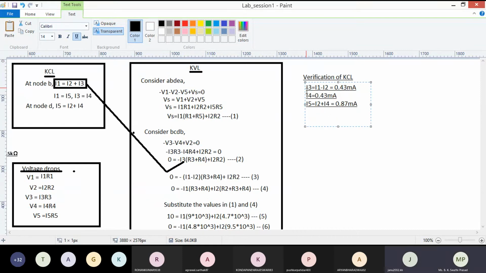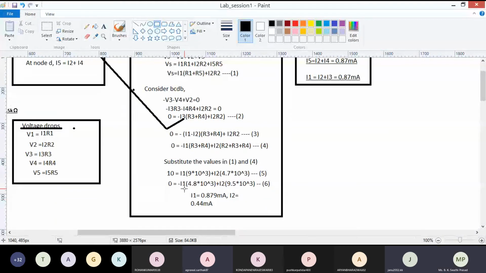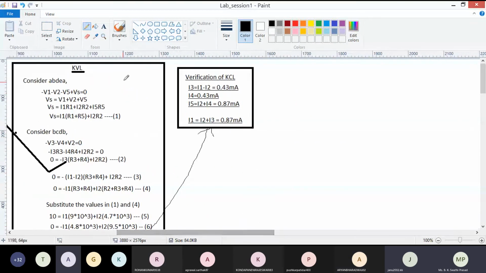Okay. Now I1, we have I3 to verify whether we get it. Obviously we will get it. So how much do you get? I2 plus I3, 0.87 milliampere. If you got this? Yes, ma'am. So can you see that? These two values are the same, I1 here and there. Yes, ma'am. The next is we have to do verification of KVL.